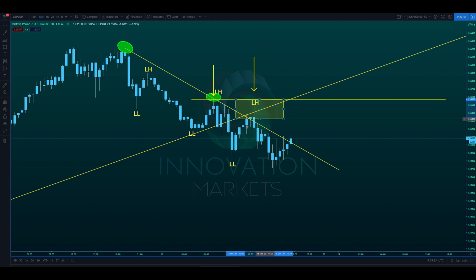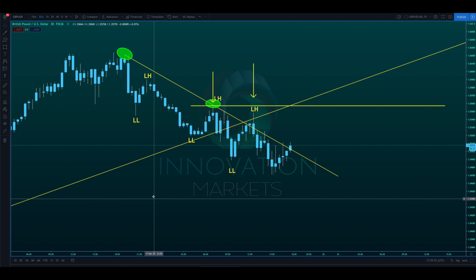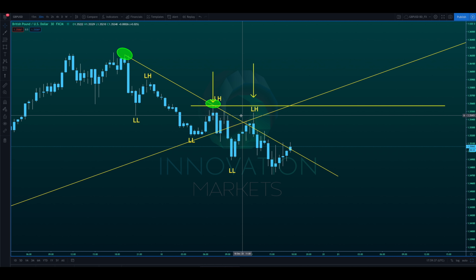But if you couple that up with understanding market structure, you would have identified that you've got a lower low, a lower high, a lower low, a lower high, a lower low. This is the third point. There are so many confluences here. We've got the third touch, 1, 2, 3. So that's one confluence. We're staying underneath the last lower high.